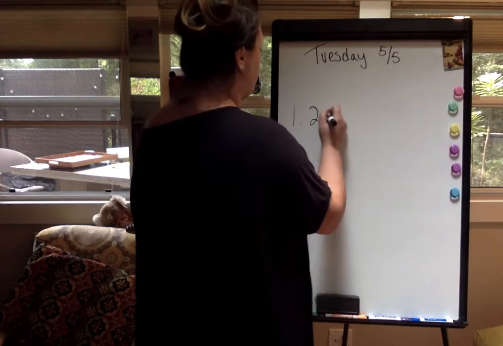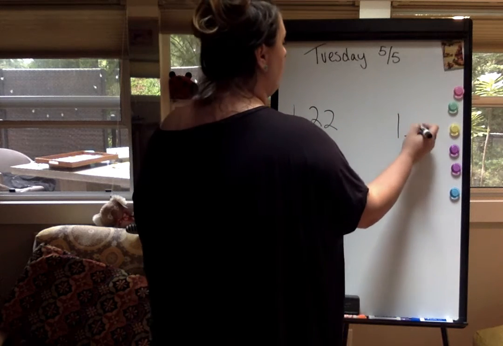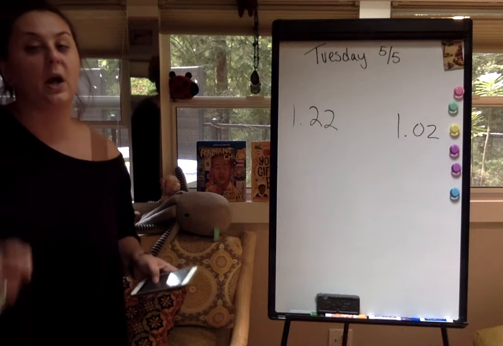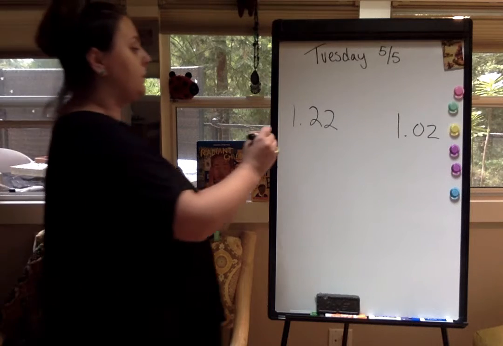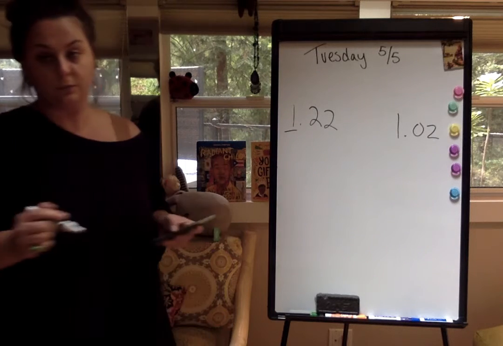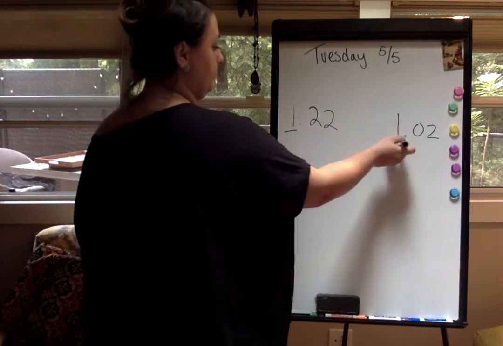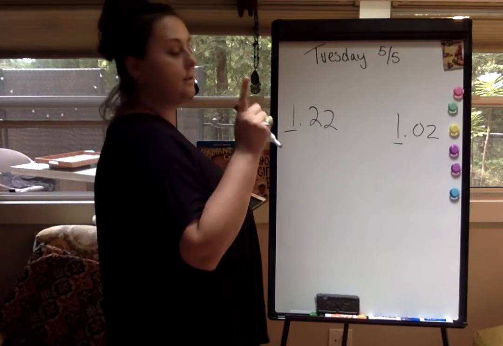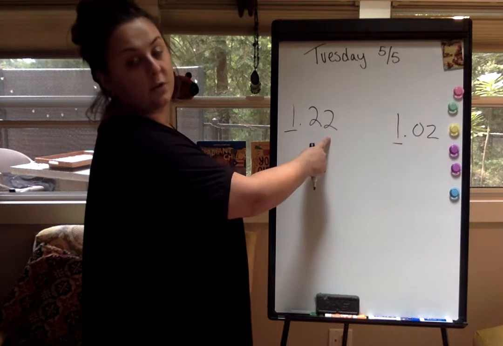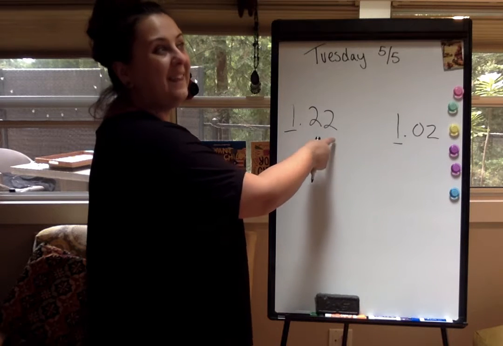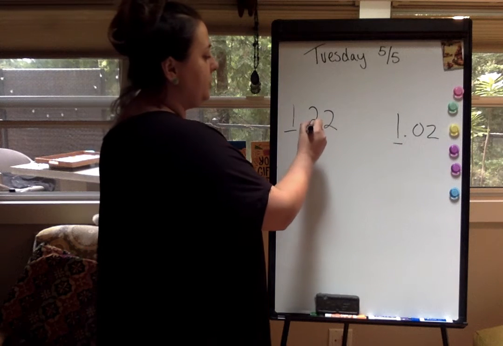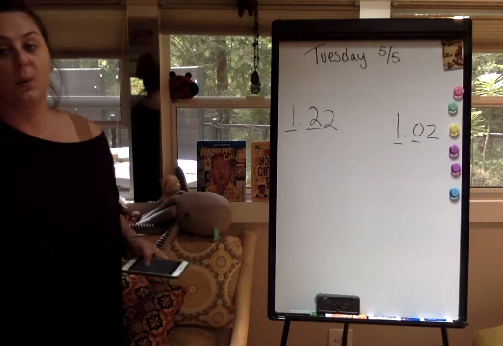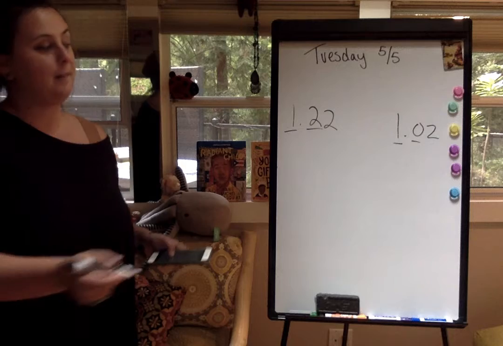So we've got 1 and 22 hundredths and 1 and 2 hundredths. So start with your largest place value. We've got a 1 here and a 1 here. Same. Go to the next biggest. So this is tenths, this is hundredths. A tenth is bigger than a hundredth. If you have 2 tenths here, but no tenths here, which number is going to be bigger?